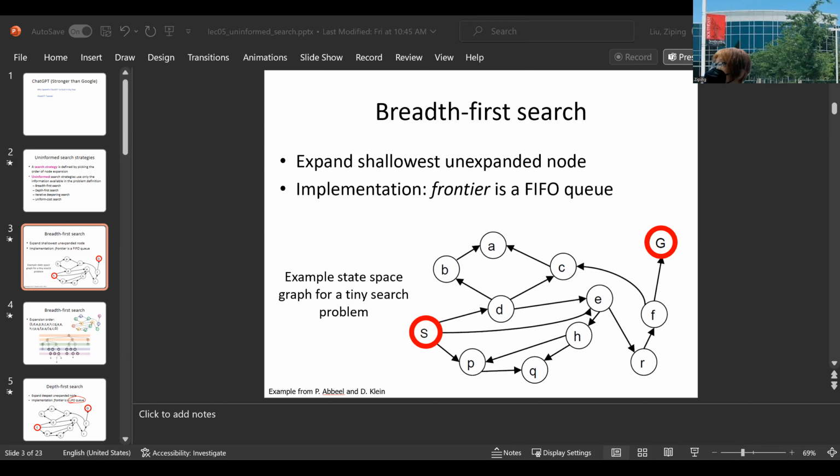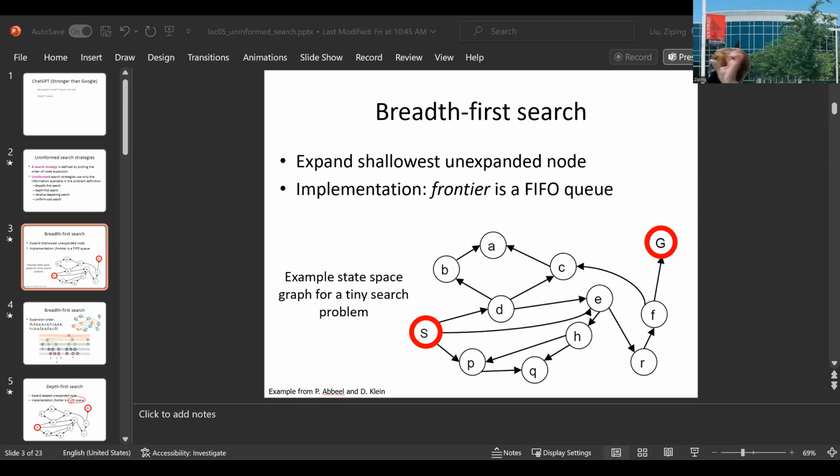Okay, so it does this. That's why we see the frontier is a first in, first out queue. So this is the idea about breadth first search: you go level by level, and then you can reach your goal, G.